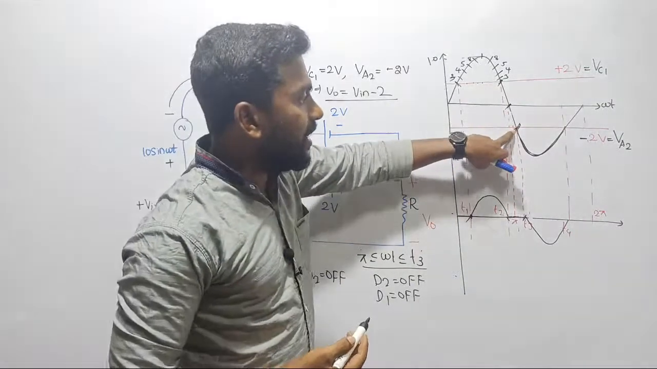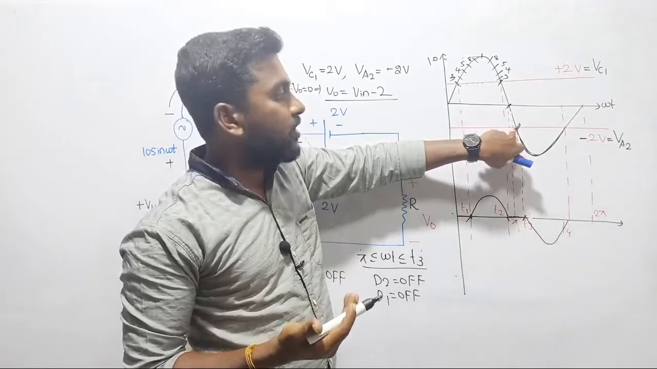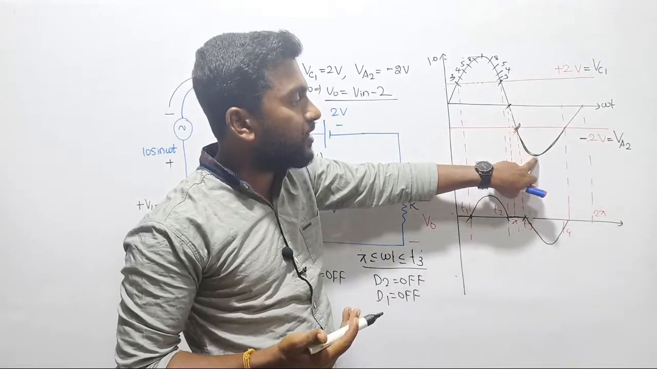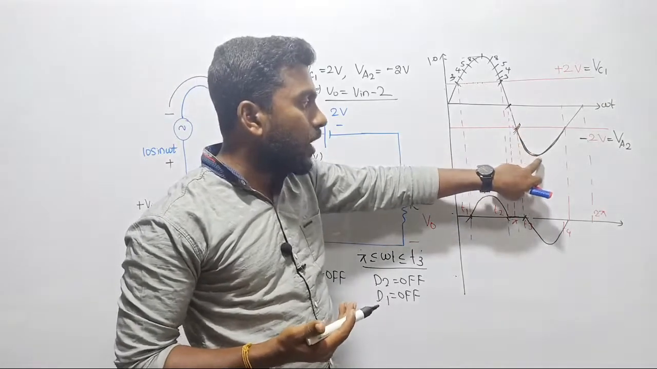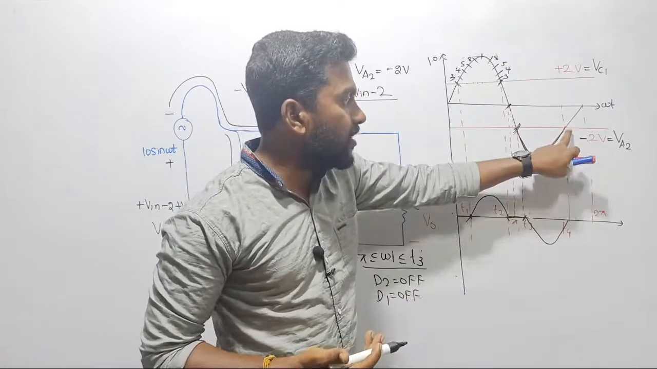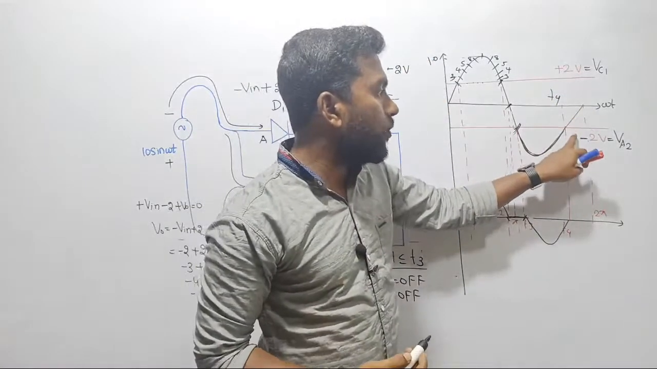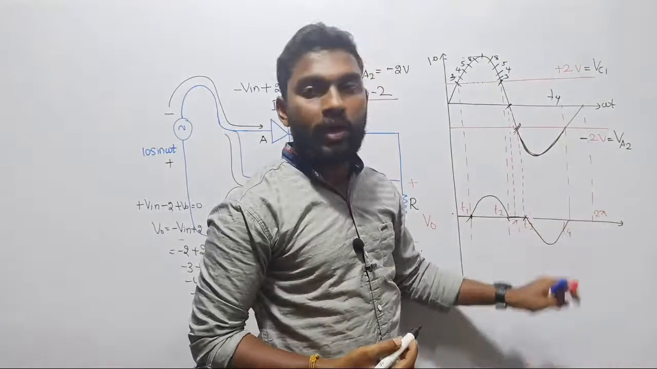So here, exactly here, input voltage is minus 2. If I add plus 2 to the minus 2, it will become 0. Then it is minus 3, minus 4, minus 5, minus 10. Just add plus 2 to all of these values of the waveform, and you will get this waveform. Again, while reaching T4, the input voltage will become once again minus 2. Minus 2 added to plus 2 again becomes 0.